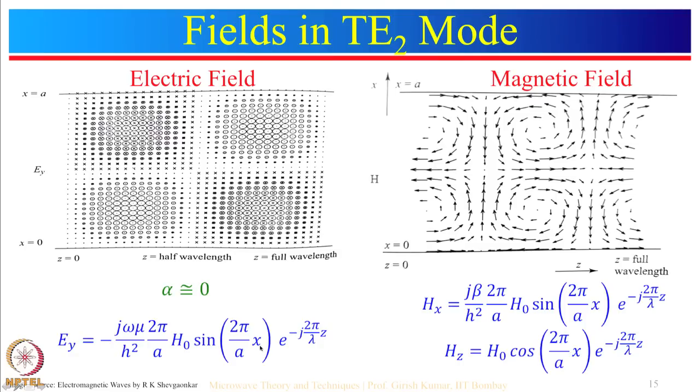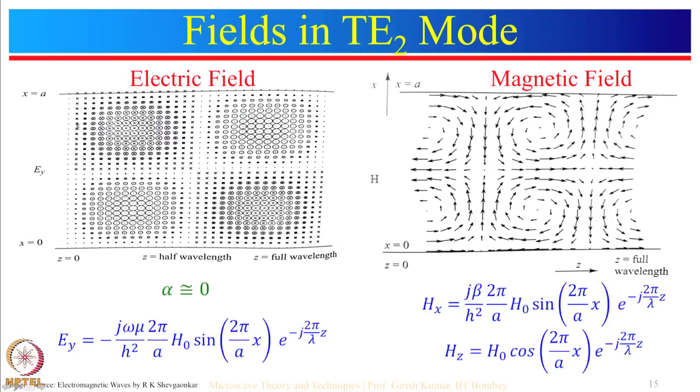If we put x equal to 0, then it will be sin 0, so we will get 0 field at x equal to 0. If we put x equal to a, then we will get sin 2 pi, which is also 0. And if we put x equal to a by 2, then sin pi, this will also be 0. So, the electric field is 0 at x equal to 0, x equal to a by 2 and x equal to a.